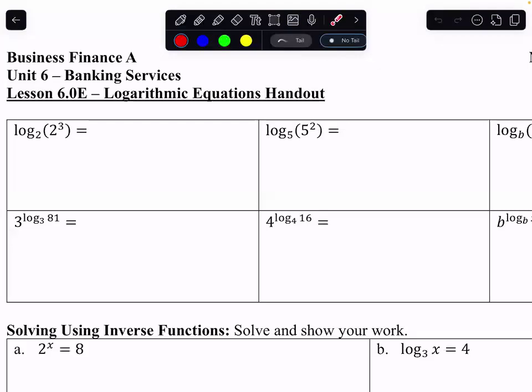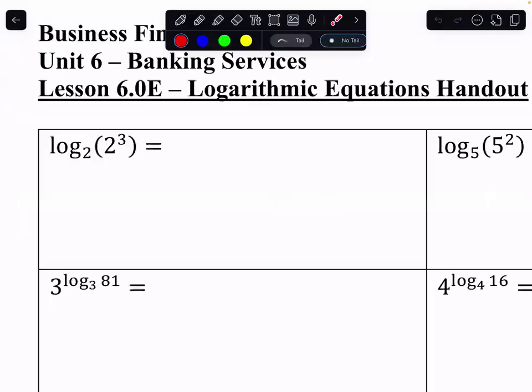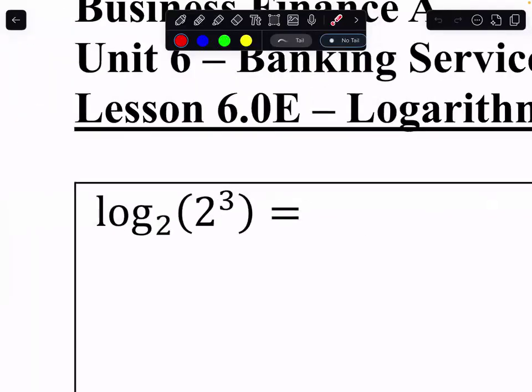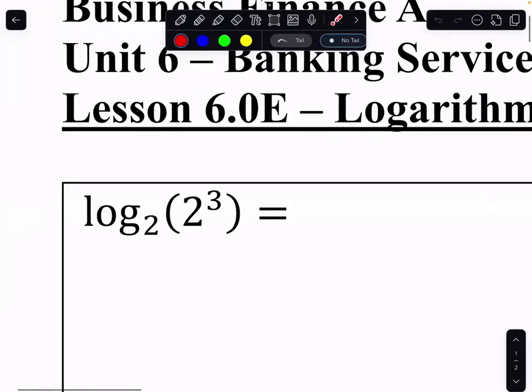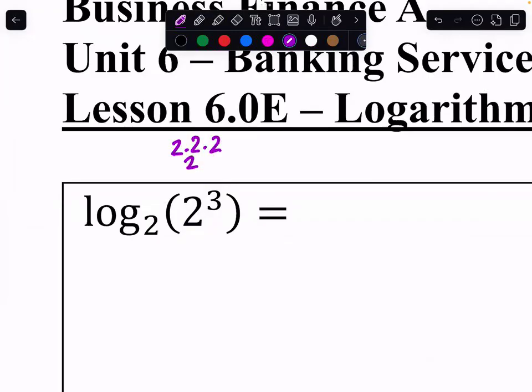Okay, so let's look at this first problem together. Log base 2 of 2 to the power of 3. First we can just simplify the argument, the little part in here. 2 to the third power, 2 times 2 times 2, that'd be 4 times 2 is 8. So keep the log base 2 part, and then 2 cubed simplifies to 8.